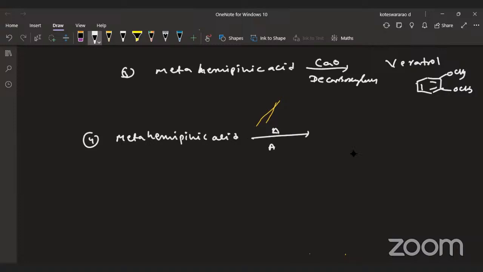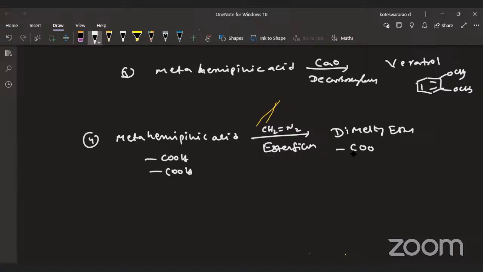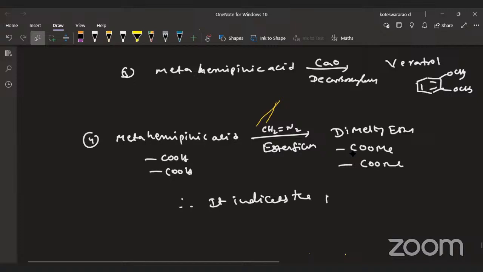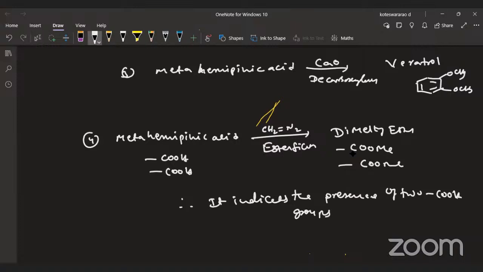First, you treat it with diazomethane, CH2N2. This is the esterification step, actually. That leads to the formation of a dimethyl ester. The 2 carboxylic acids are converted to the corresponding methyl esters. Therefore, it indicates the presence of 2 COOH groups.